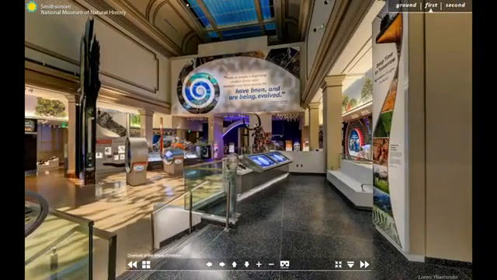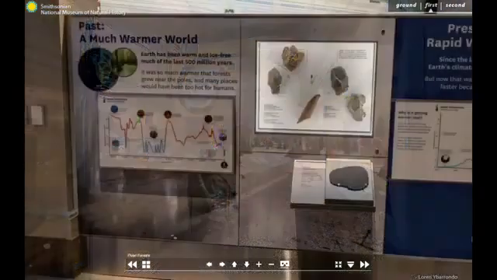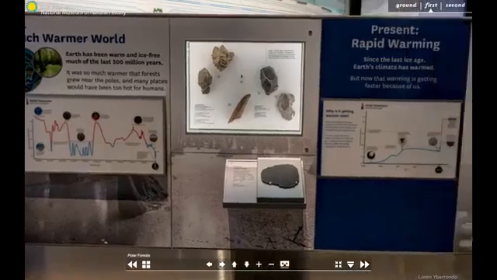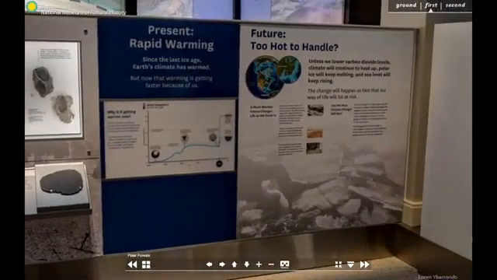To the right is a view of the front end of the fossil hall, featuring fossil skeletons of early mammals, such as a dog, camel, and horse, and of an American mastodon. We pan past upright exhibit panels with the titles, Past, A Much Warmer World, Present, Rapid Warming, and Future, Too Hot to Handle. Deep Time draws a connection to Earth's distant past to the present day and into the future.